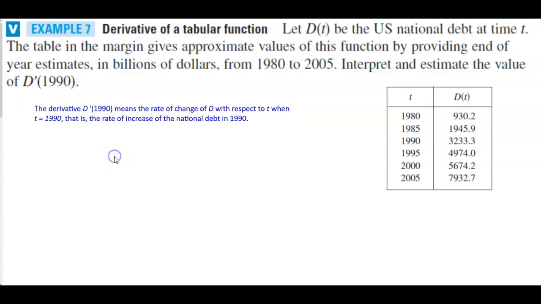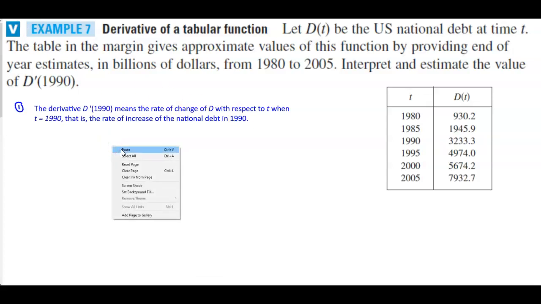Okay, so what does it mean first and foremost? Well, we need to define what D'(1990) means. The derivative D'(1990) means the rate of change of D with respect to t when t is equal to 1990, that is, the rate of increase of the national debt in 1990.